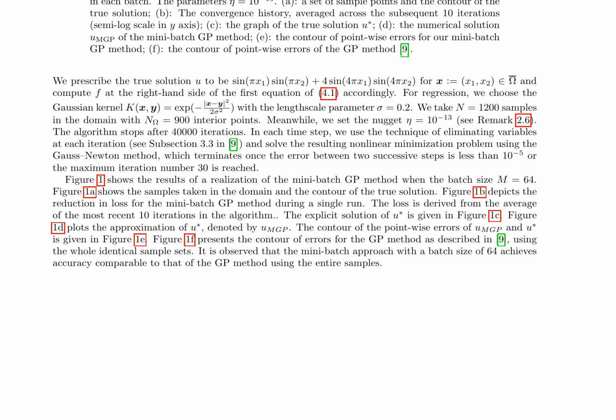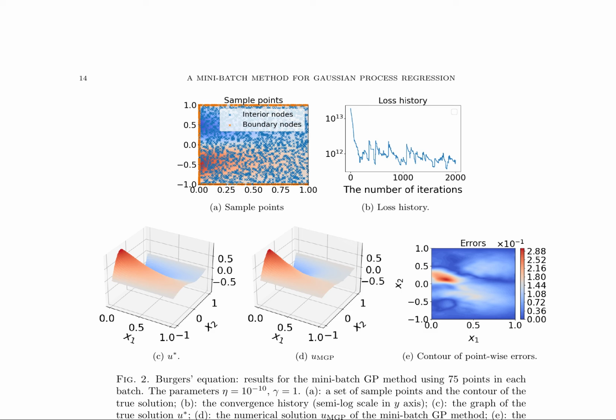using the Gauss-Newton method. Figure 1 shows the results of the mini-batch GP method with a batch size m equals 64, illustrating the samples, loss history, true solution, numerical solution, and pointwise errors. The mini-batch approach achieves accuracy comparable to that of the GP method using the entire samples.